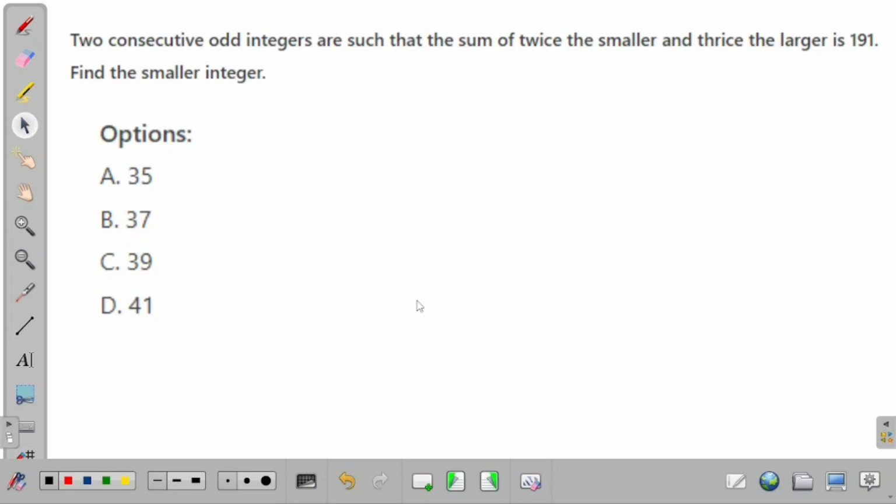Okay, so based on what we learned in this video, here is a question for us to solve. It says two consecutive odd integers are such that the sum of twice the smaller and thrice the larger is 191. Find the smaller integer. And the options here are A is 35, B is 37, C is 39, and D is 41.